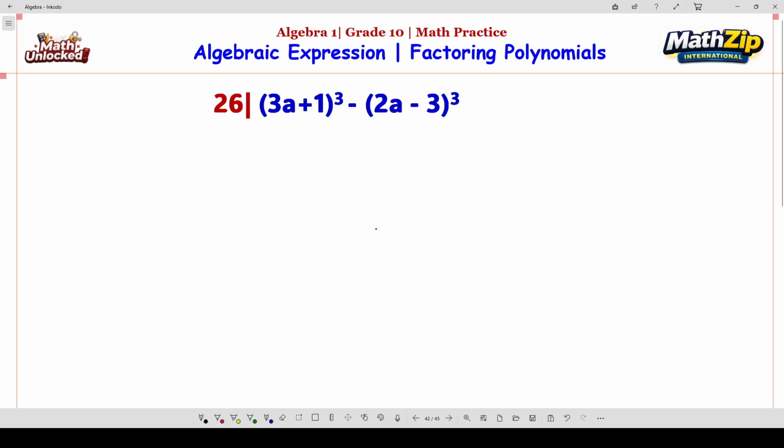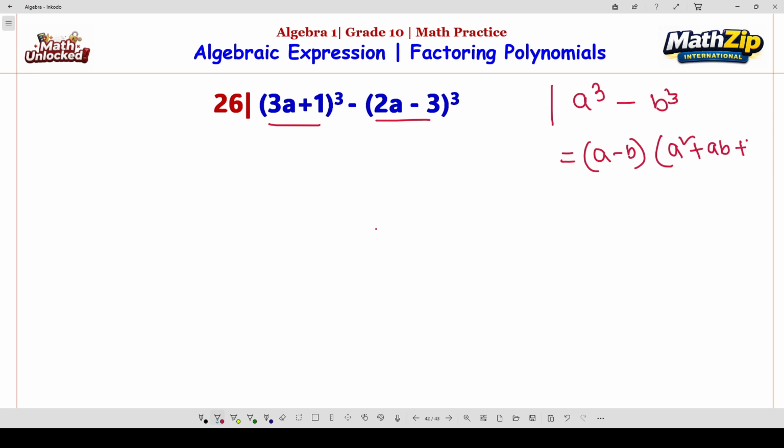Question 26, factoring polynomials. Today's question: (3a + 1)³ − (2a − 3)³. We have to factorize this one. It looks like a³ − b³. So what is the factorization law of a³ − b³? It is (a − b)(a² + ab + b²), right?